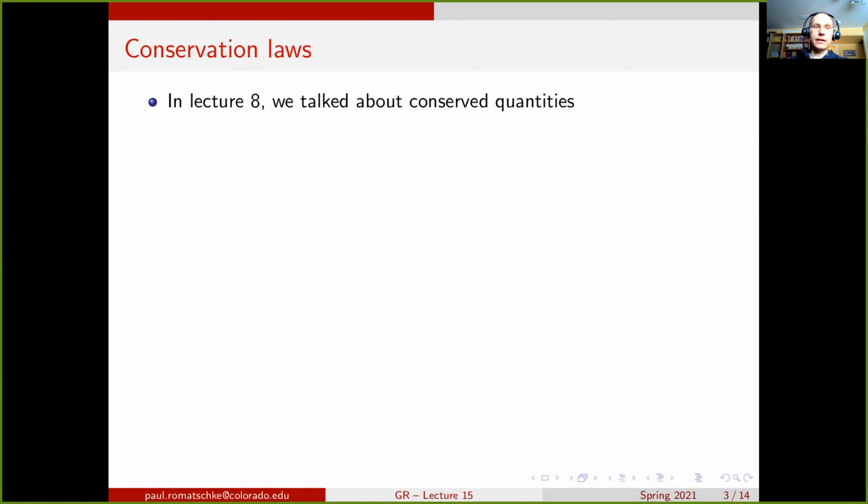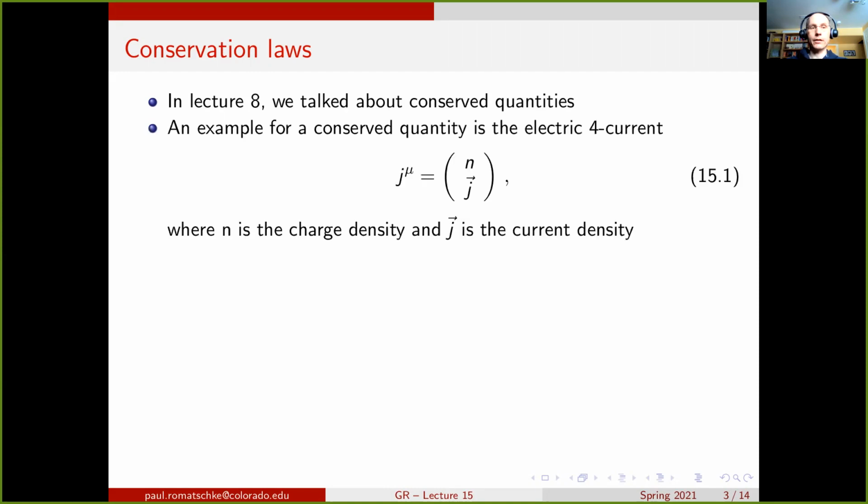To get started, let us review some of the statements about conservation laws that we talked about in lecture 8. So for example, if we have a conserved charge, then the conserved quantity that goes along with this is the electric four-current J^mu, which in components consists of the charge density n and the current density j. The conservation law takes the following form. It's the four-divergence of the current is equal to 0.